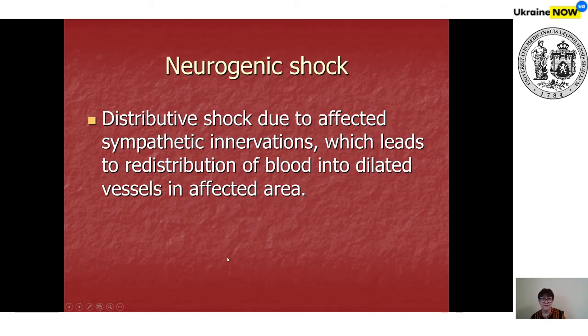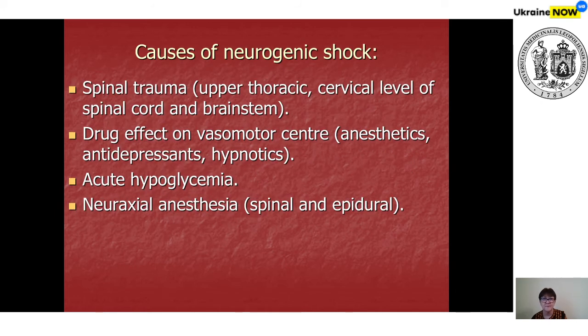Neurogenic shock. It's distributive shock due to affected sympathetic innervations, which leads to redistribution of blood into dilated vessels in affected area. It can be caused by spinal trauma, upper thoracic cervical level of spinal cord or brainstem, maybe due to drug effect on vasomotor centers such as anesthetics, antidepressants, hypnotics. Acute hypoglycemia can lead to neurogenic shock and neuroaxial anesthesia when high level spinal or epidural.